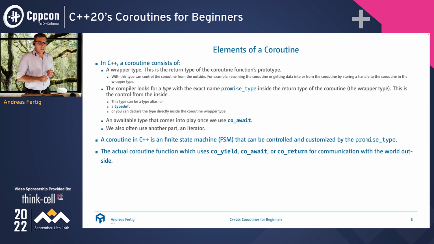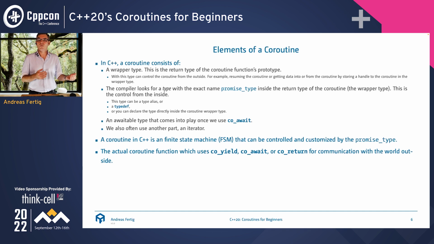So what are the elements of a coroutine? In C++, a coroutine consists of at least two things, sometimes even more. The first thing is a wrapper type. This is the return type of the coroutine's function prototype. If you write a signature for a coroutine, we will see that in a minute, it looks like a regular function, and that one comes with a return type. This is more or less a wrapper type, and with this type we can control the coroutine from the outside.